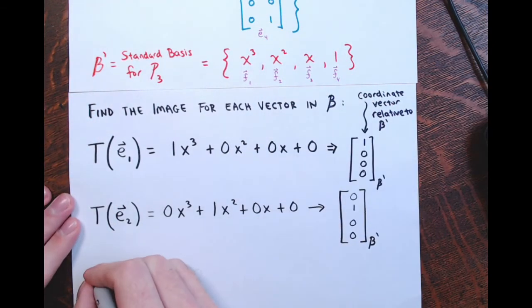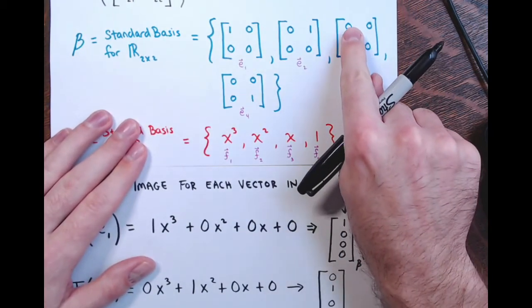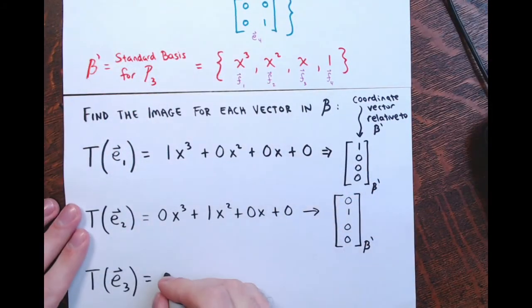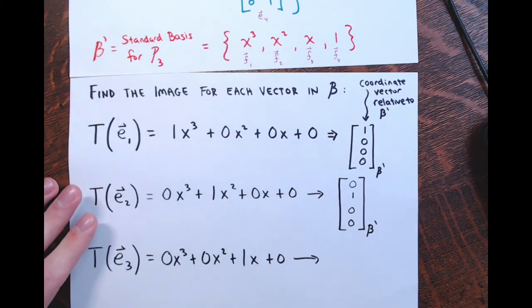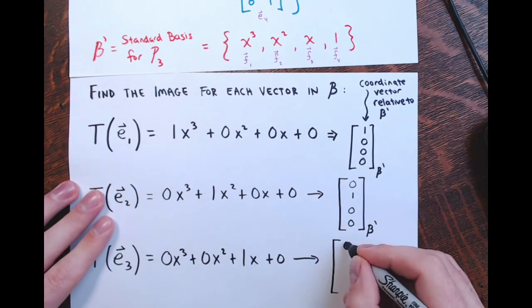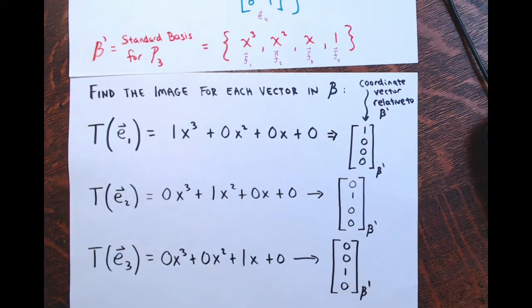And what's T of E3? Right, the image of the third standard basis vector. The third one here is 0, 0, 1, 0. I plug that into this transformation. I'm going to get 0x cubed plus 0x squared plus 1x plus 0. And again, I'm going to translate this to its coordinates relative to my B prime here. And this is 0x cubed, 0x squared, 1x, and 0 times 1. And there are the coordinates relative to B prime.